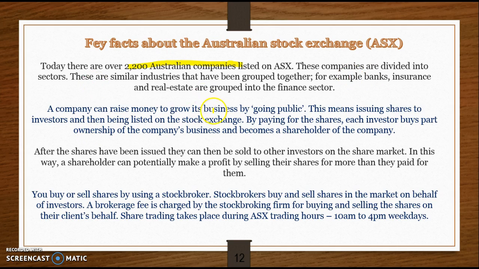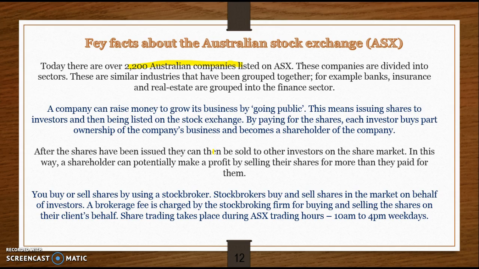A company can raise money to grow its business by going public. So companies will issue shares to investors, then they'll be listed on the Australian Stock Exchange, and by paying for these shares, each investor becomes a part owner in that company. They are a shareholder, and therefore they own part of that particular company. After the shares have been issued, they can then be sold to other investors on the share market.